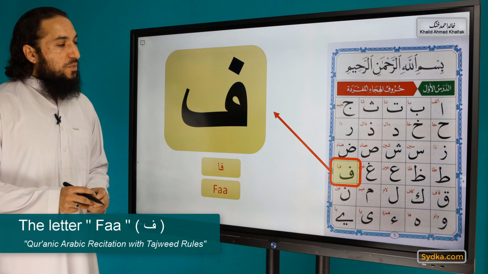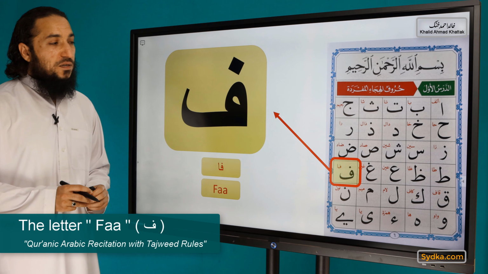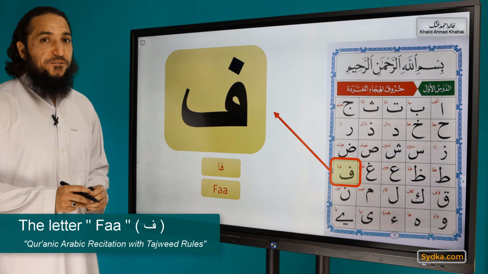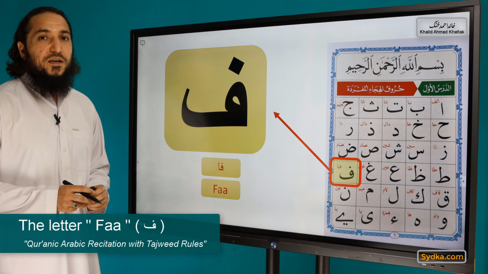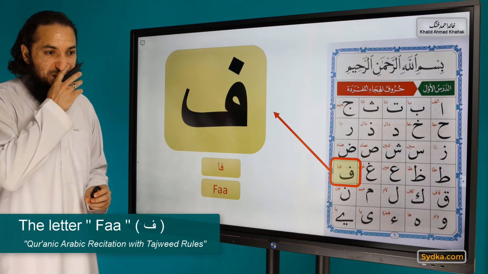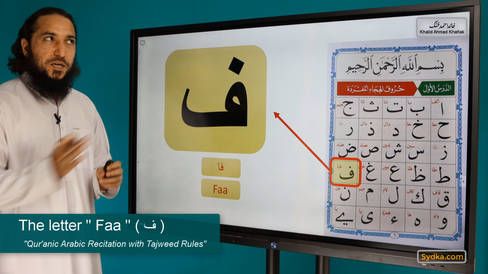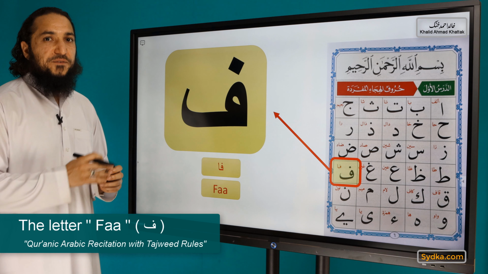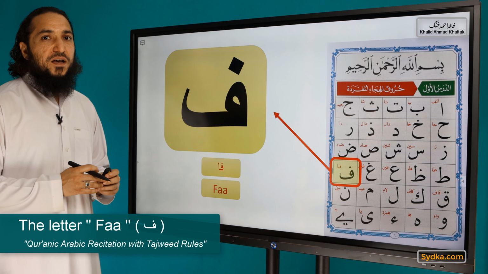In this session we will be studying another letter of the Arabic alphabet. It is called Fa. It is pronounced as Fa and the sound is F. So the second part of F. F. Fa. F.